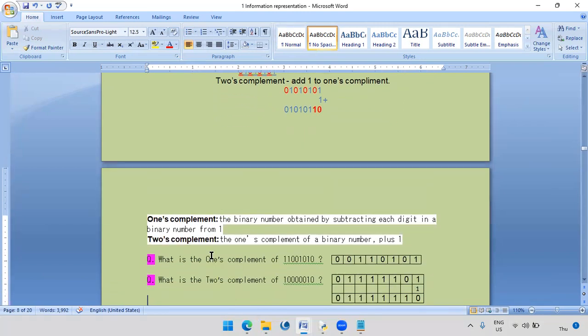But of course, if you are asked to write what is 1's complement, then you have to write this definition: binary number obtained by subtracting each digit in a binary number from 1. You remember the shortcut, but remember this also to write if you are asked to write the definition. Then 2's complement: the 1's complement of a binary number plus 1.